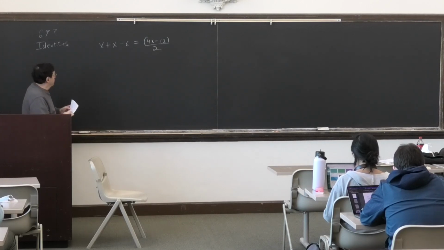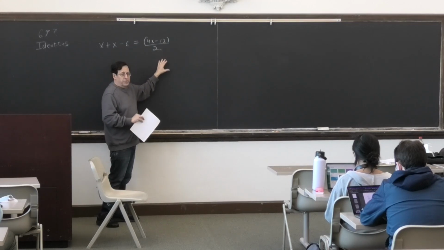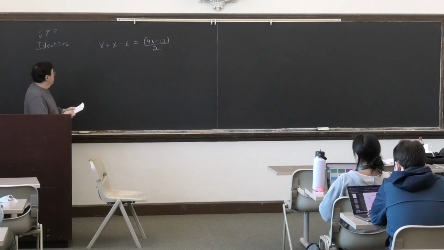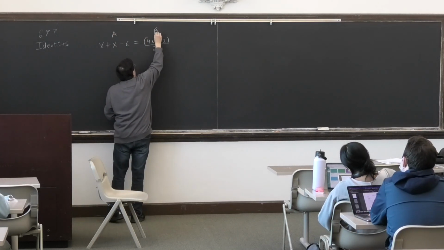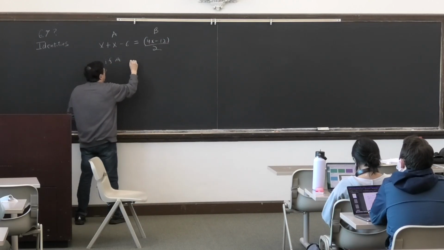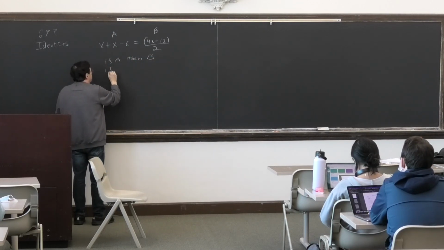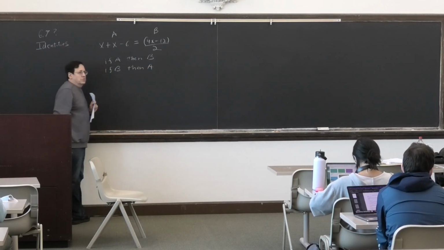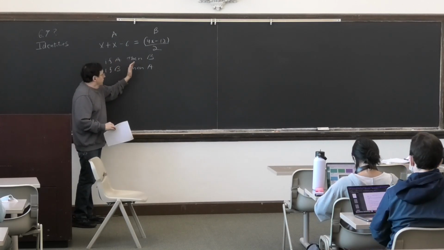So the idea is that I'm claiming these two sides of the equation are equivalent. If we were to give them labels, we'll call this A and we'll call this B. And what I'm saying is if A, then B. And likewise, if B, then A, which you may recall I can summarize by saying A if and only if B.